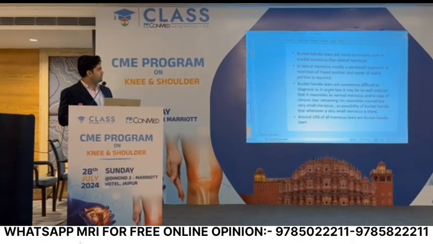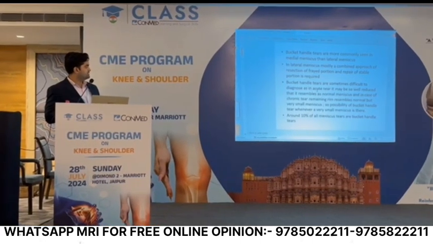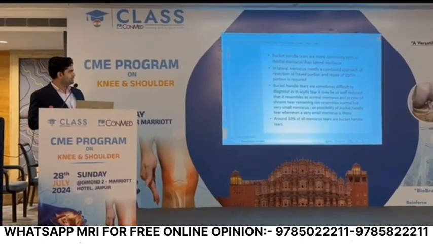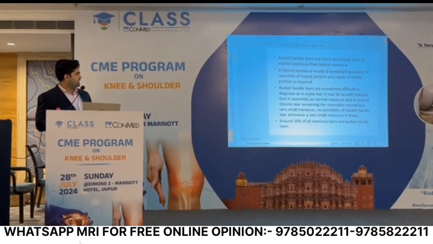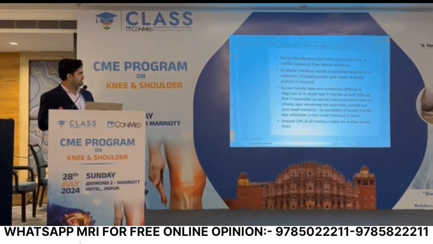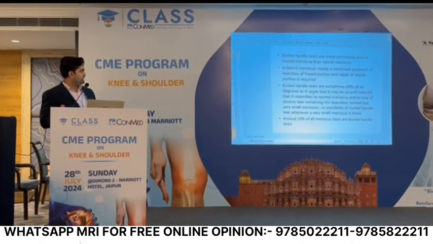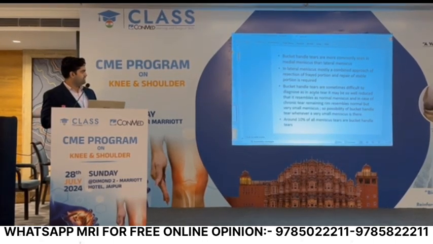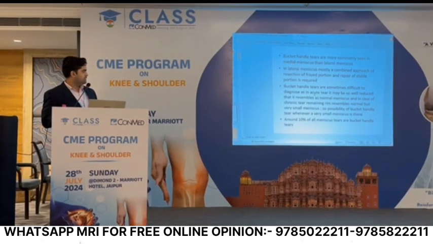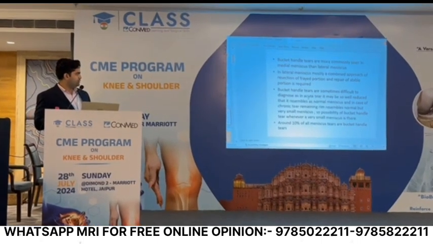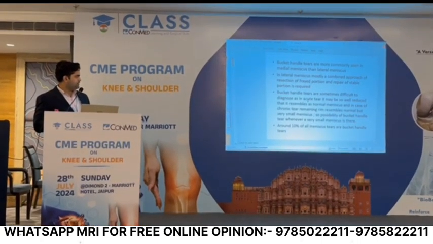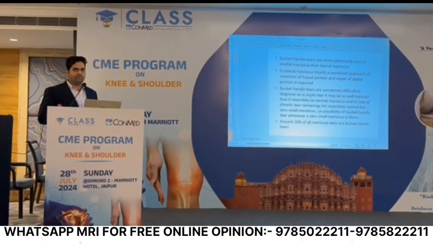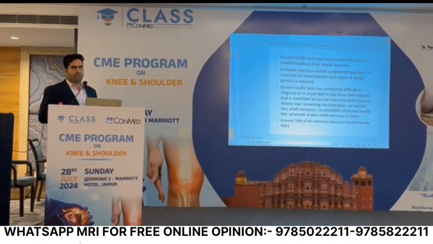Bucket handle tears are more commonly seen in the medial meniscus than the lateral meniscus. In the lateral meniscus, mostly a combined approach of resection of the frayed portion and repair of the stable portion is required. Bucket handle tears are sometimes difficult to diagnose, as in acute tears it may be so well reduced that it resembles a normal meniscus, and in a chronic tear, the remaining rim resembles a normal but very small meniscus. So consider the possibility of a bucket handle tear whenever a very small meniscus is there. Around 10% of all meniscus tears are bucket handle tears. It may be so well reduced that it may be misdiagnosed or left.